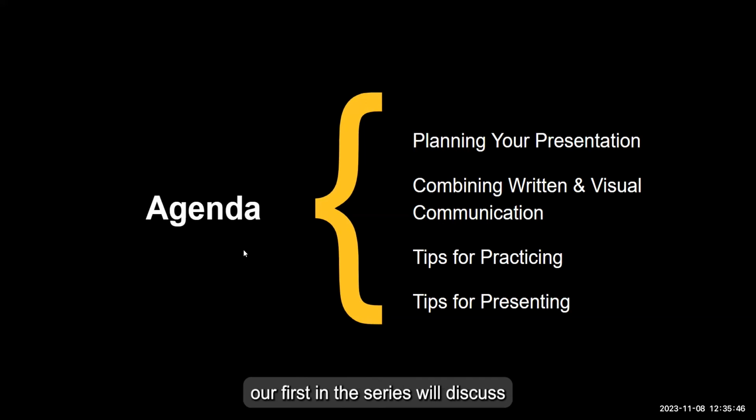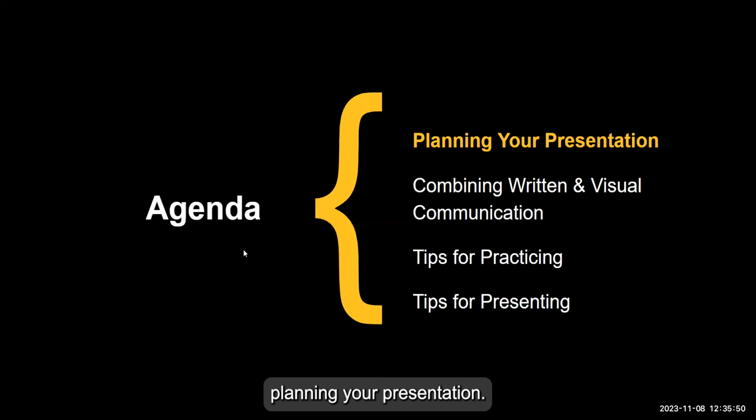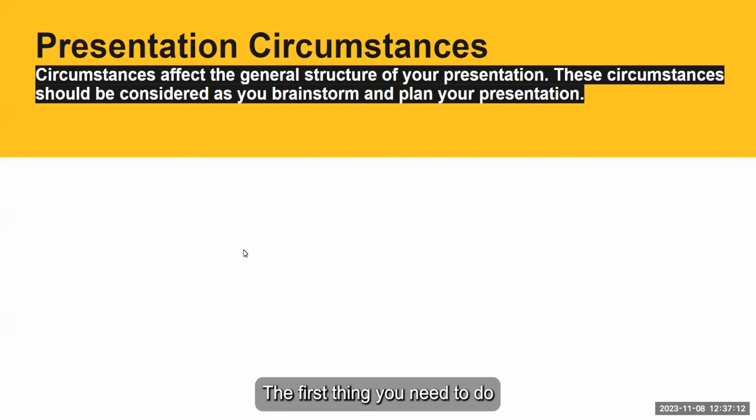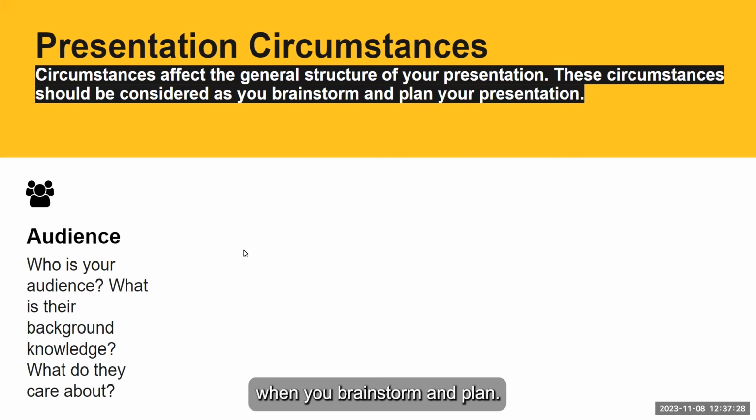This video, our first in the series, will discuss planning your presentation. Let's get started. The first thing you need to do when planning a presentation is consider the circumstances under which you'll be presenting. Different circumstances for your presentation can greatly affect the structure, so you'll want to consider them when you brainstorm and plan. The first thing to consider is the audience.